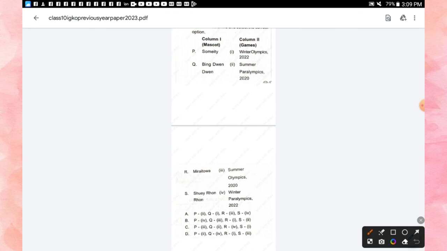Soomaiti is the name of the mascot used in the Summer Paralympics, I think. And Bing Dwen Dwen is the mascot of the Winter Olympics 2022. Then option R, Miraitowa, is the mascot of the Summer Olympics 2020. Then Shuey Rhon Rhon is the mascot of the Winter Paralympics 2022. Right. So option A is the right answer.